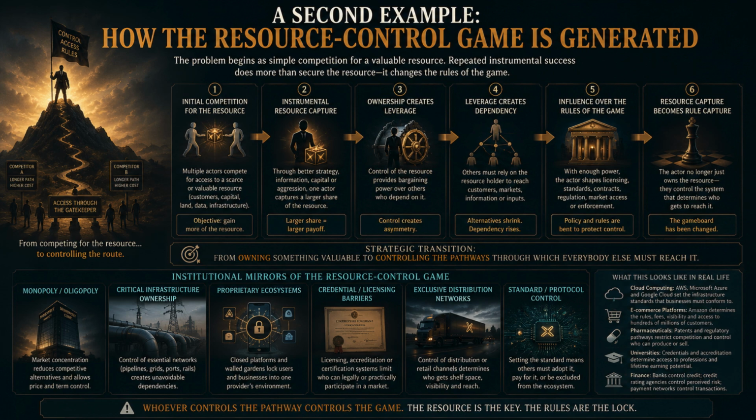Resource capture generates leverage, creates dependency, reduces alternatives, and sufficient control over access can eventually become control over the rules. Again, control over the rules of the game is huge. The actor is no longer competing for the resource, they're beginning to determine the conditions under which everybody else competes for it. That's how a gatekeeping game emerges. And game theoretically, that's important because the payoff from winning isn't just the resource itself. The winner acquires the ability to modify the future strategy space of other players. Success today changes the game tomorrow.